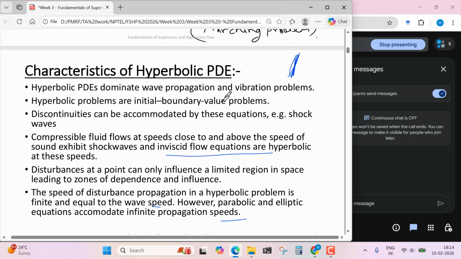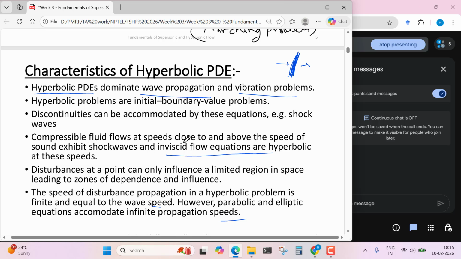There are some characteristics of hyperbolic partial differential equations. You will mainly see these kinds of equations in wave propagation or vibration problems. And hyperbolic problems are initial boundary value problems. We can accommodate the discontinuities which are present in the flow by this equation, like shock waves. You might have seen before that a shock wave is nothing but a gas dynamics discontinuity. If there is a shock wave, then across it the properties change suddenly. That's why it is called a discontinuity.